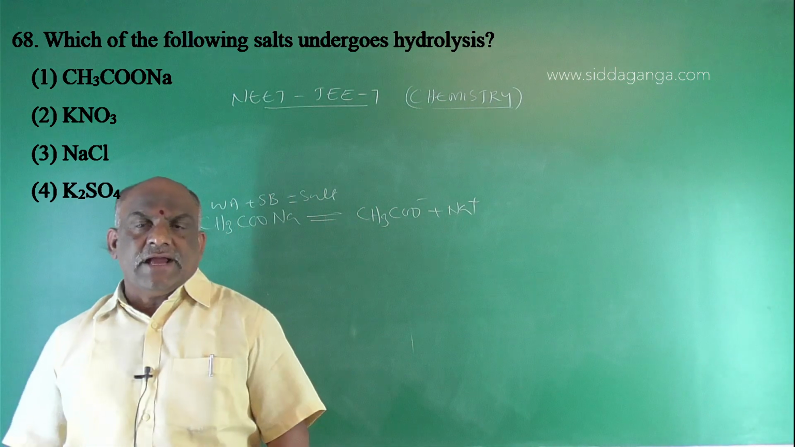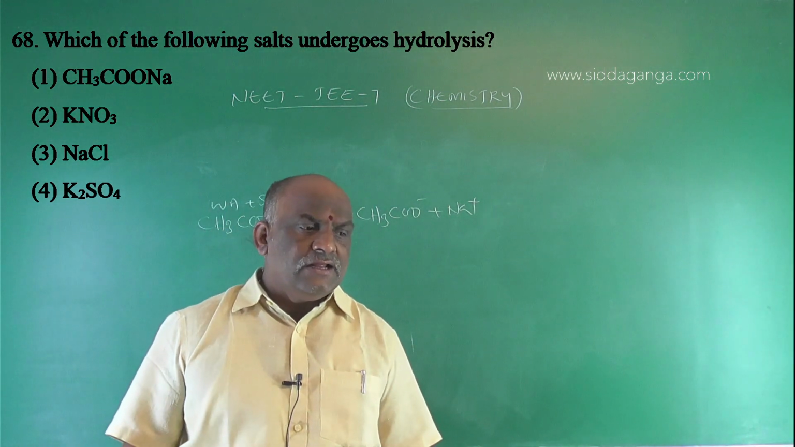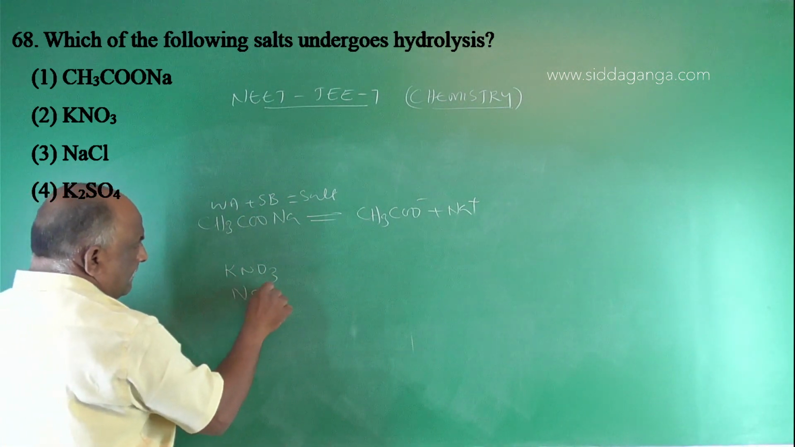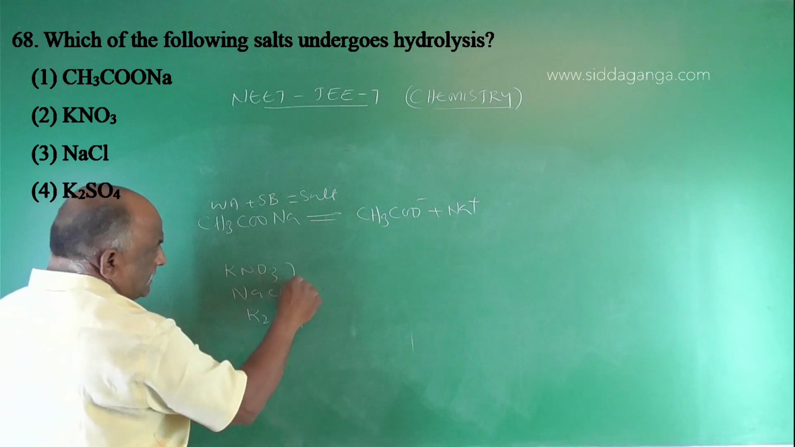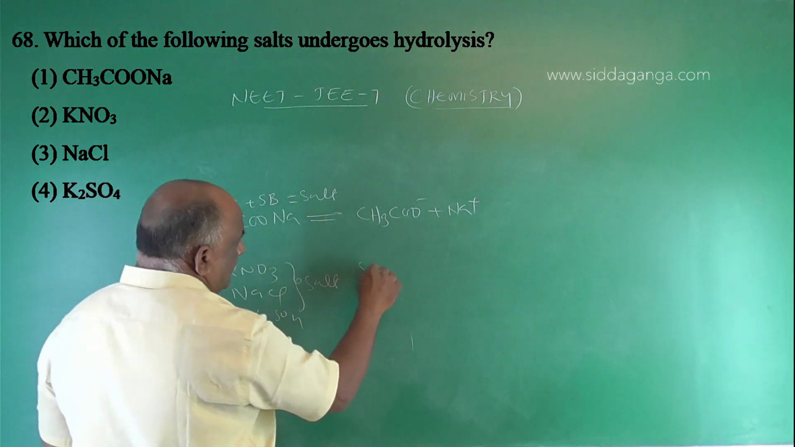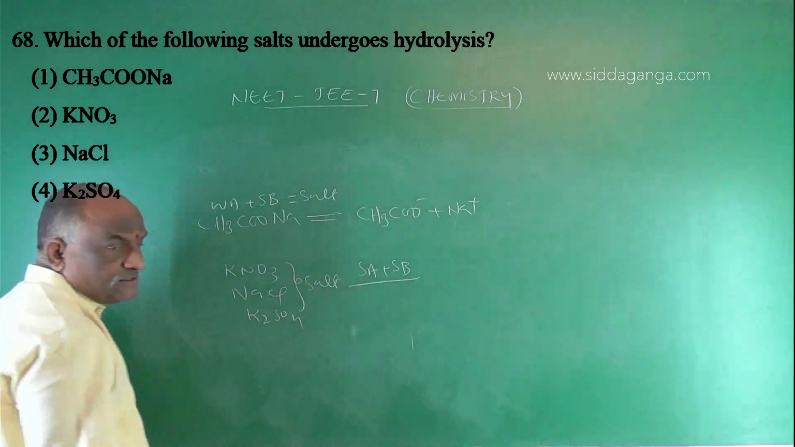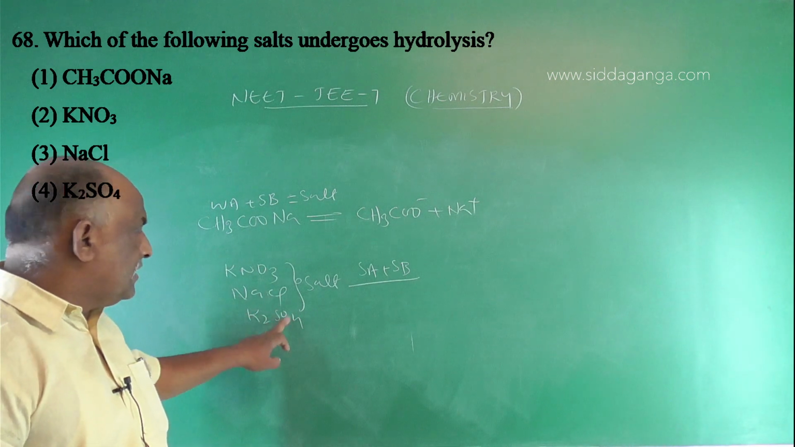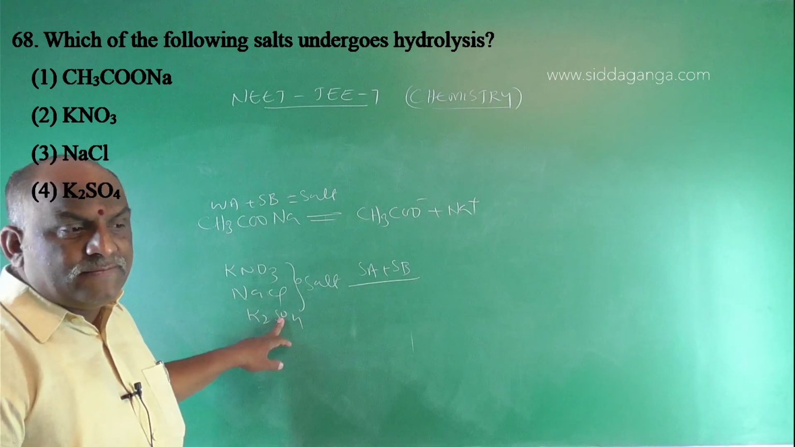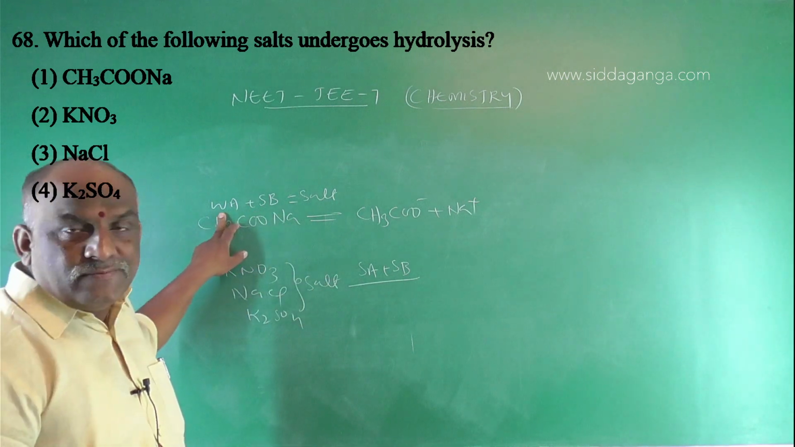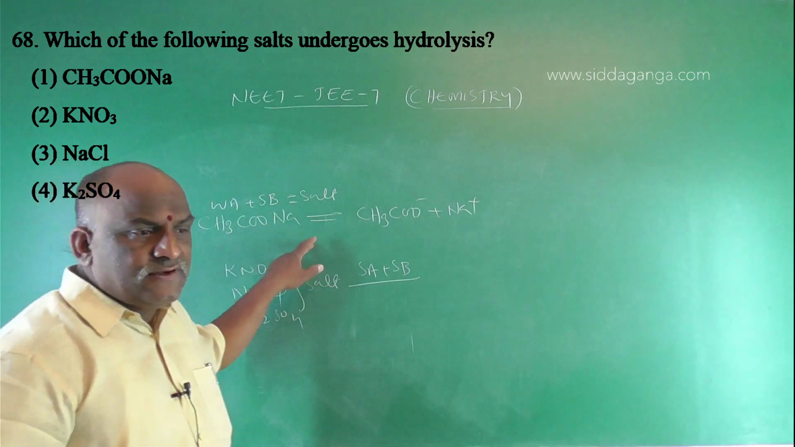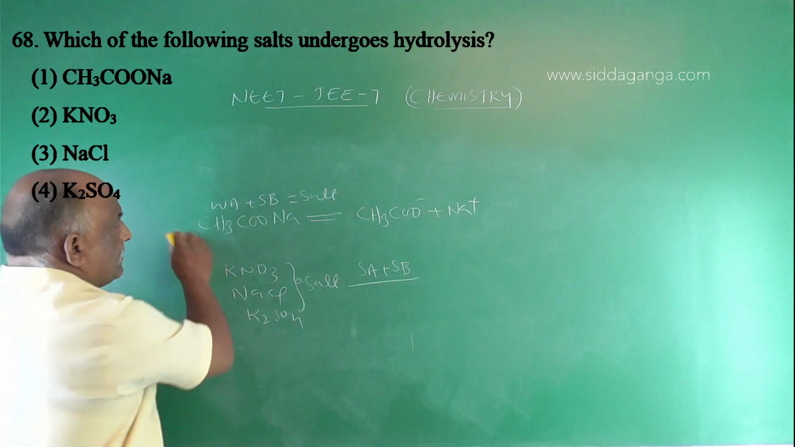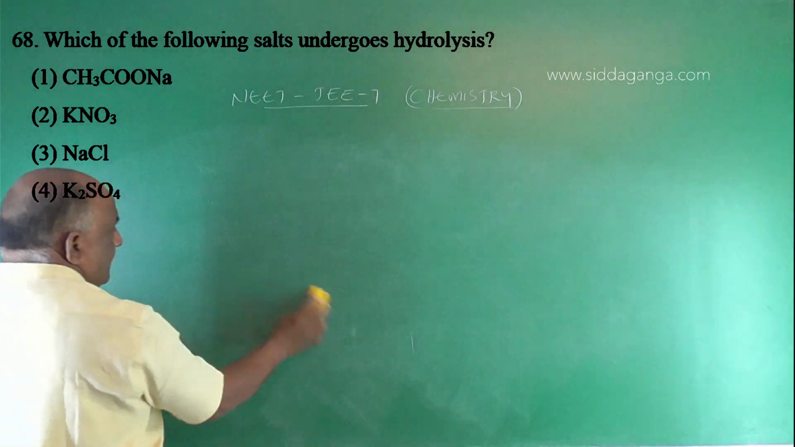Among the remaining options, KNO3, NaCl, K2SO4 are also salts, but these salts are obtained from strong acid and strong base: HNO3 plus KOH, HCl plus NaOH, H2SO4 plus KOH. But this is an example of a weak acid, strong base salt. That's why this salt undergoes hydrolysis. So answer 1 is the right answer. It is also a concept background question. And the next one.